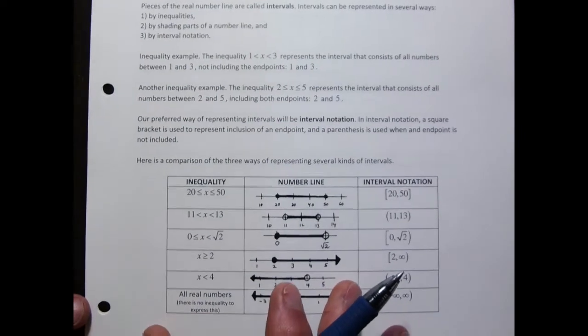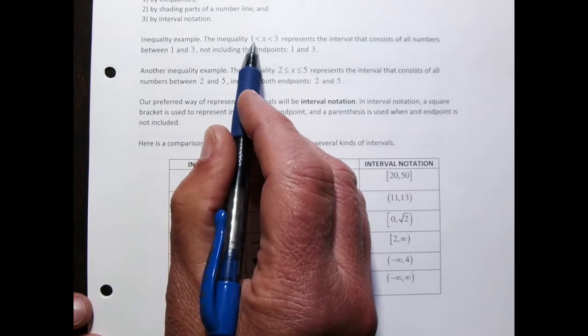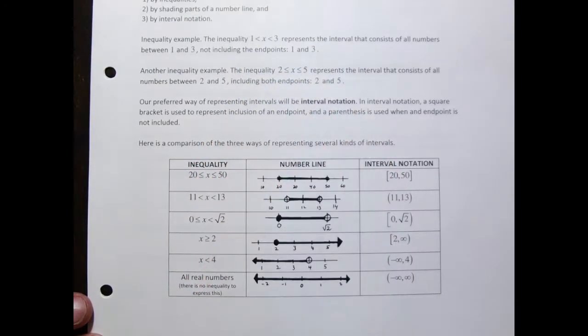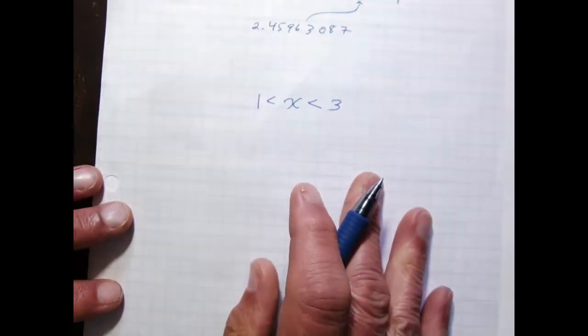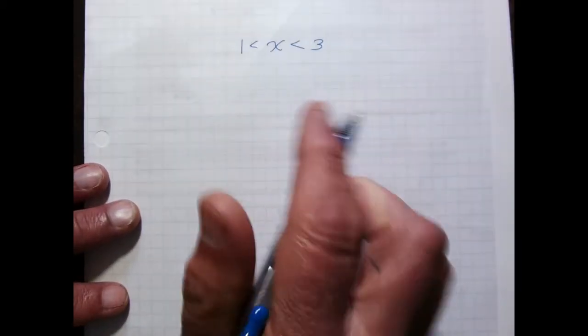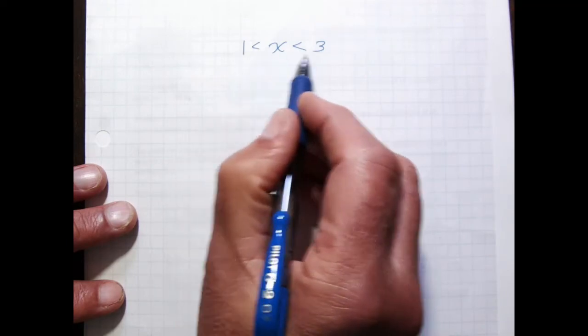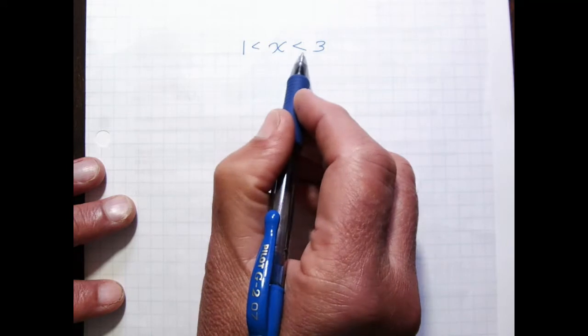First, a few inequality examples. The inequality 1 is less than x is less than 3 represents the interval that consists of all numbers between 1 and 3, not including the endpoints. And I just want to say one more thing about this. When you see this kind of inequality, don't just think of an x sitting between a 1 and a 3. This notation represents the infinity of all numbers between 1 and 3.